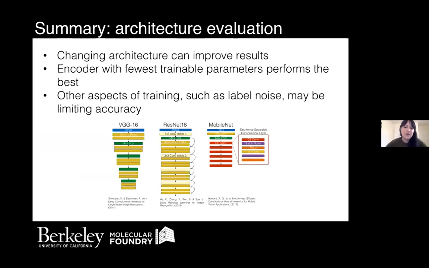Although I will say that we didn't see a huge change in the accuracy from architecture to architecture, and there was a pretty big variation in the number of trainable parameters. So this led us to think that other aspects of training, such as label noise, which is when you have improper labeling in your data set, may also be limiting accuracy.